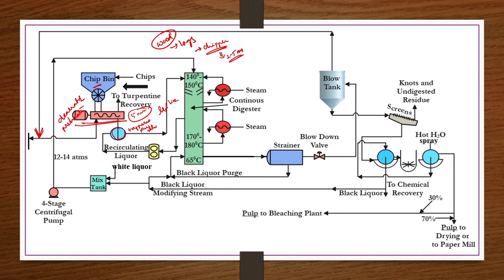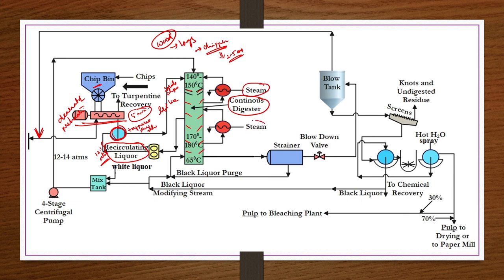However, this material is in solid chips, and solid chips may not be conveyed easily. For that purpose, you recirculate the liquor at 12 to 15 atmosphere pressure. When this liquor enters the lift line at such pressure, it also takes the chips to the top of the continuous digester. In the continuous digester, different sections and screens are available to control the drop of the chips from top to bottom, as well as to maintain the temperature.